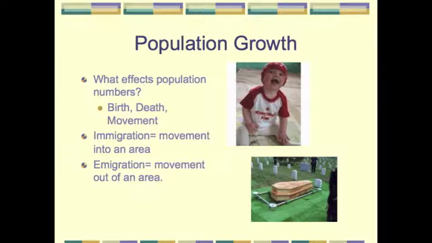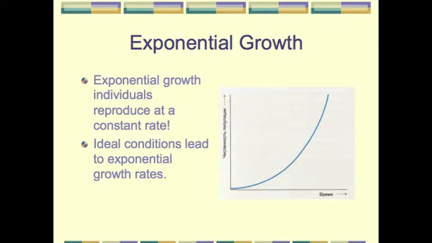What causes a population to grow? Population growth looks at the birth rate versus the death rate. If the birth rate is higher than the death rate, the population is growing. If the death rate is higher than the birth rate, then the population is shrinking. There's two different types of movement: immigration and emigration. Immigration is movement into, emigration is exiting.